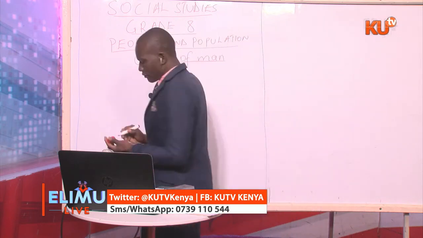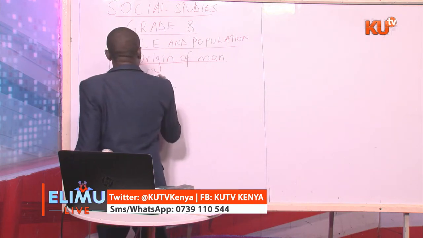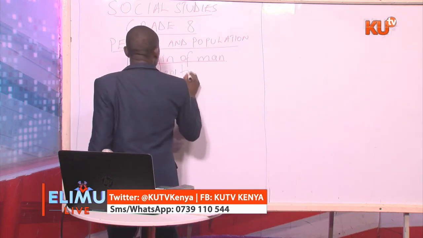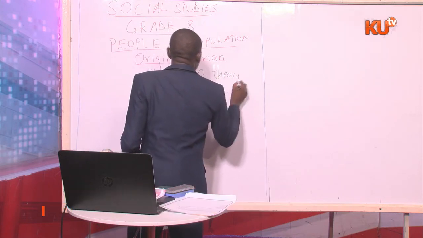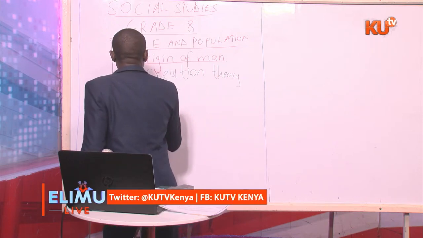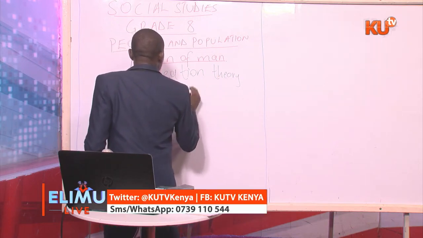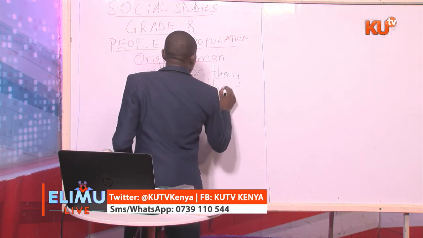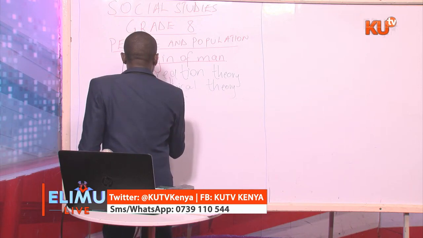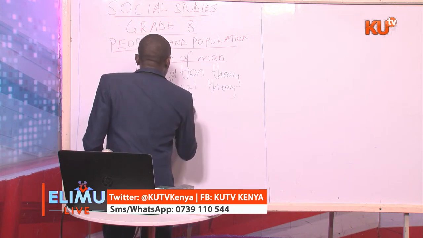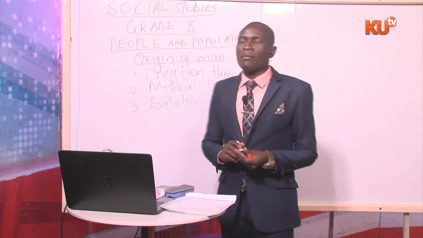The first theory is called the creation theory. The second theory is called the mythical theory. And the third one is called the evolution theory. So these are theories that explain about the origin of man.